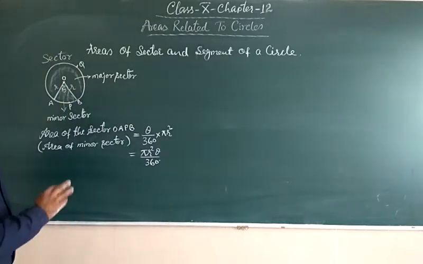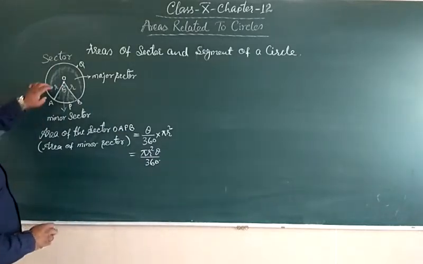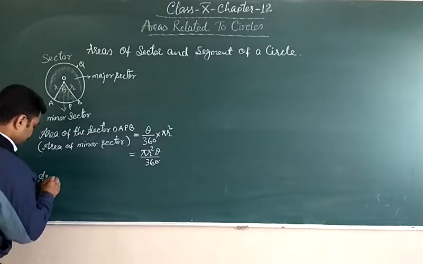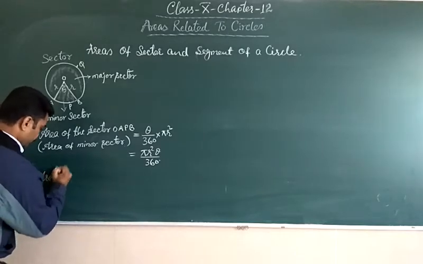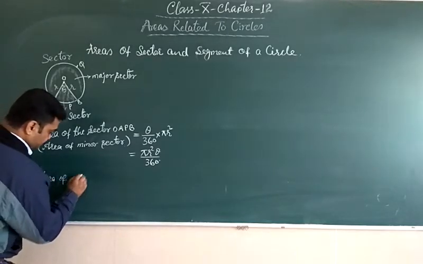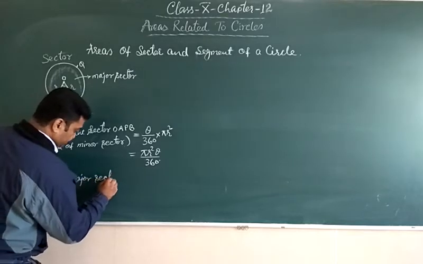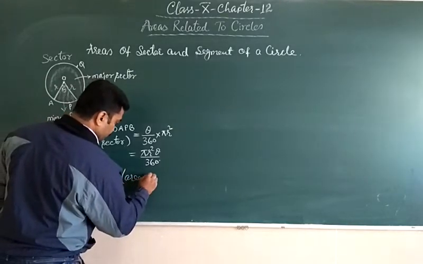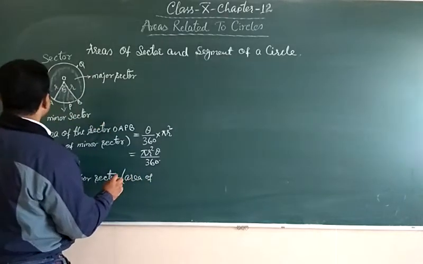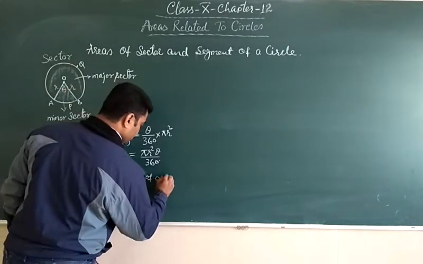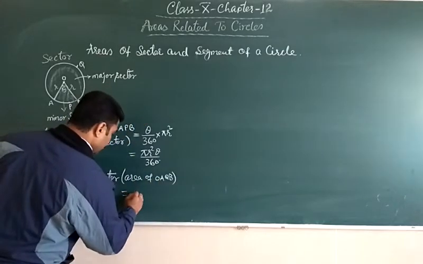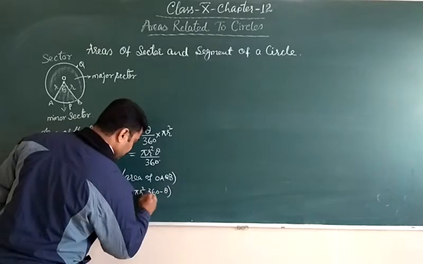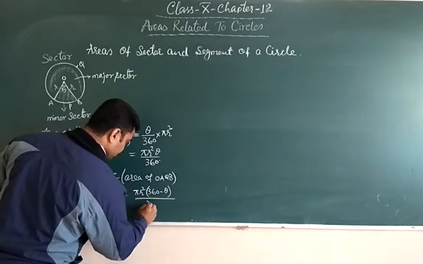Clear? Now what about the area of major sector? So area of major sector, or area of OAQB, is equal to pi r square into 360 minus theta upon 360.